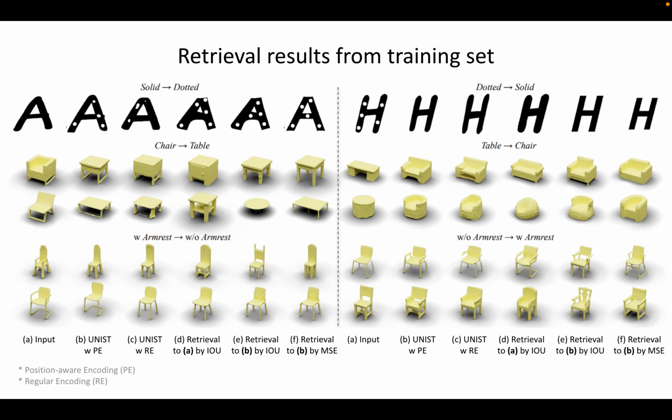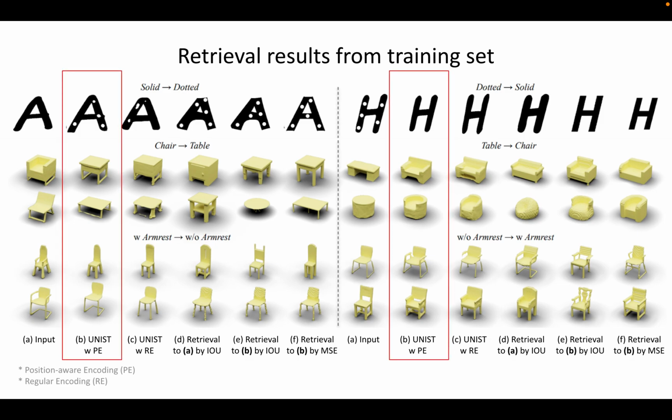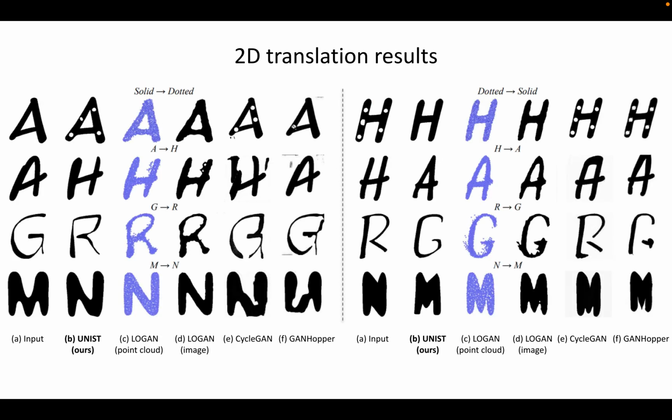Here, we show retrieval shapes from the training set of the target domain with respect to UNIST translation results based on different retrieval metrics. Our method is indeed aware of structured information embedded in the latent grid space. It generates shapes that are as similar to the input shapes as possible and alters the shapes to match the most distinctive features of the target domain, instead of simply retrieving from training shapes.